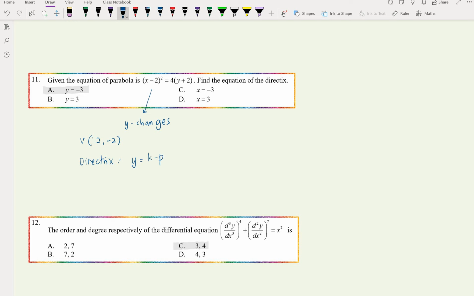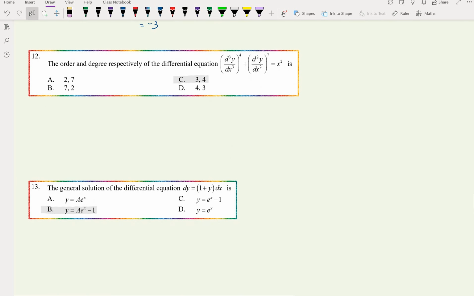So, y is equal to k minus p. Okay, we already have the vertex. Now, we need to find the value of p. 4p is equal to 4. So, I will get p is equal to 1. Okay, we just need to substitute. So, y is equal to negative 2 minus 1, which is negative 3. So, the answer is A.